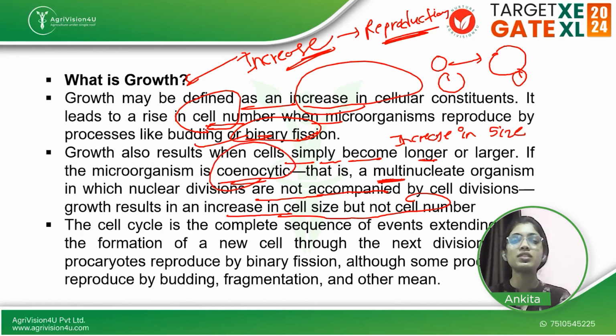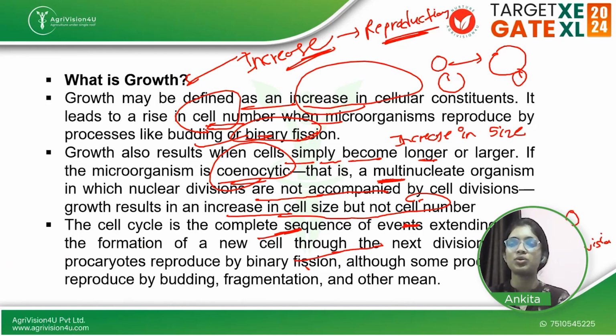Now the cell cycle is the complete sequence of events extending from the formation of a new cell through the next division. Basically in the cell cycle, your cell number is going to increase. Now that cell number will increase due to what? Due to division.